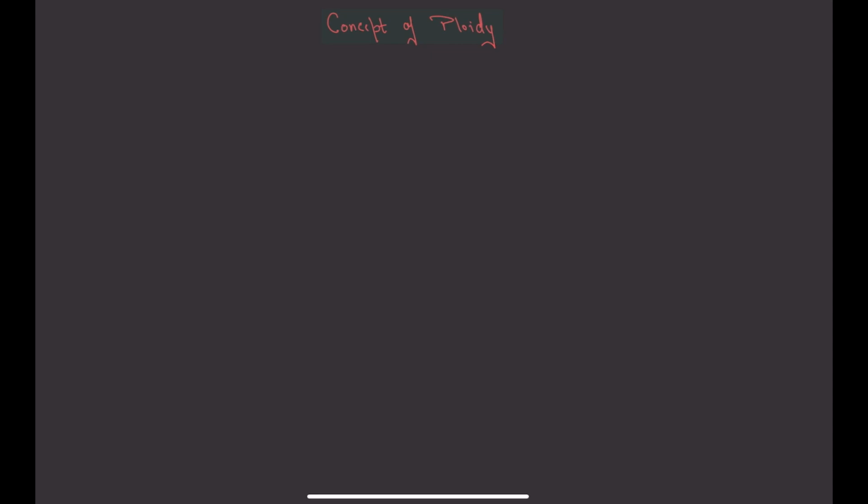So let us first understand what exactly is the meaning of this word ploidy. So ploidy is actually the number of sets of chromosome in a cell, or we can say in an organism.